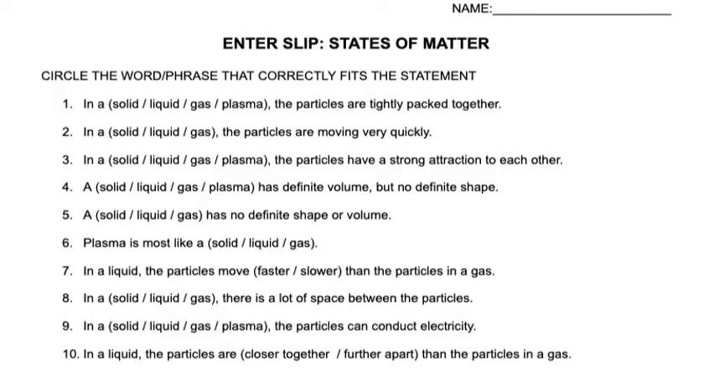All right, so now you need to take your binders and put them away. Take out a pencil if you don't have one. Can't have anything out that has information about states of matter. We're going to take an enter slip where I have 10 statements for you, and you are just going to circle the word or the phrase that completes the statement correctly based on the information.